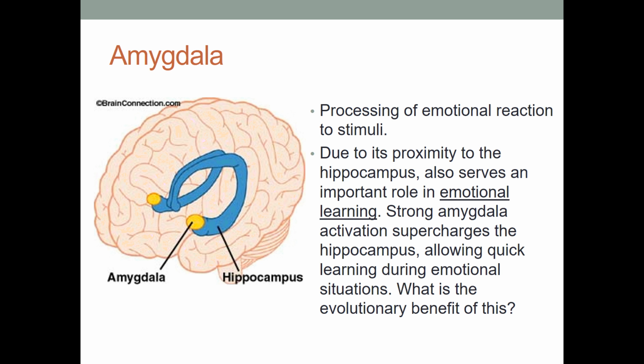And of course, we know the evolutionary benefit of having these flashbulb memories is that we remember not to do that thing again. So if in an evolutionary time we were to walk into a cave and find a bear, we would probably have a flashbulb memory of our fight with the bear. And then as a result, we would know not to go in that cave again. So the amygdala: fear and aggression, processing of emotional stimuli, important in emotional learning.